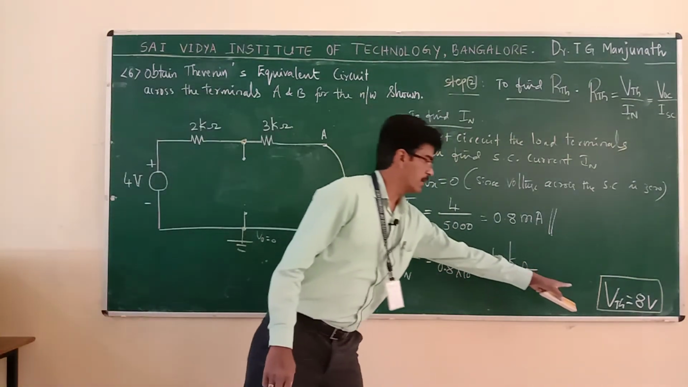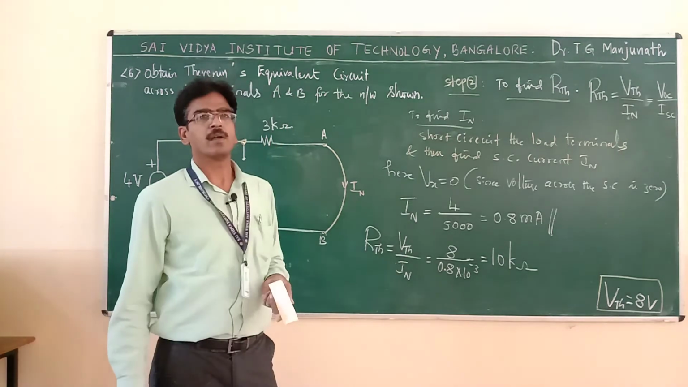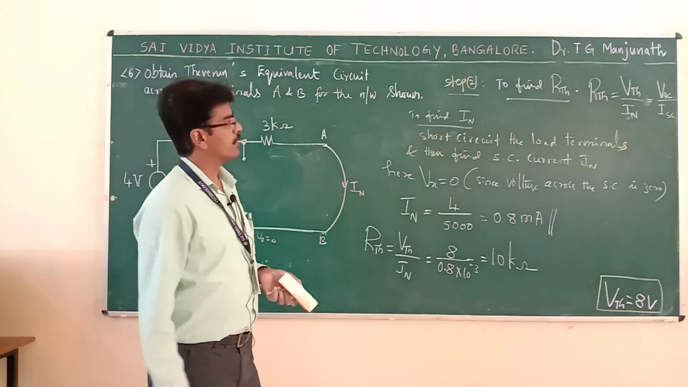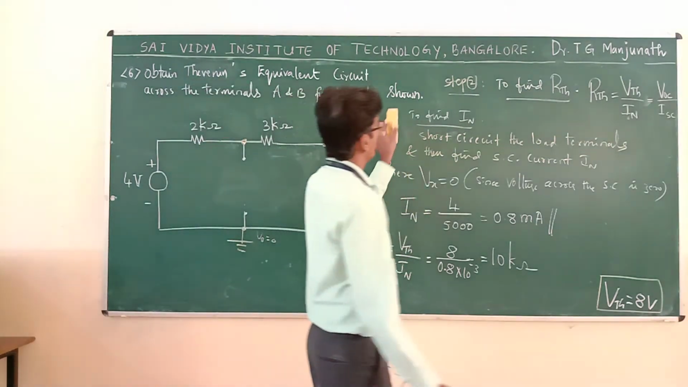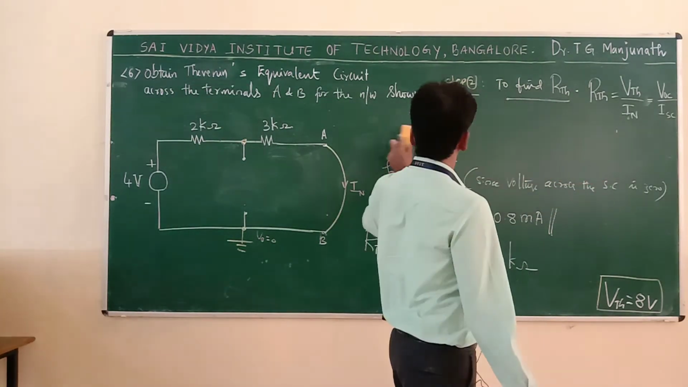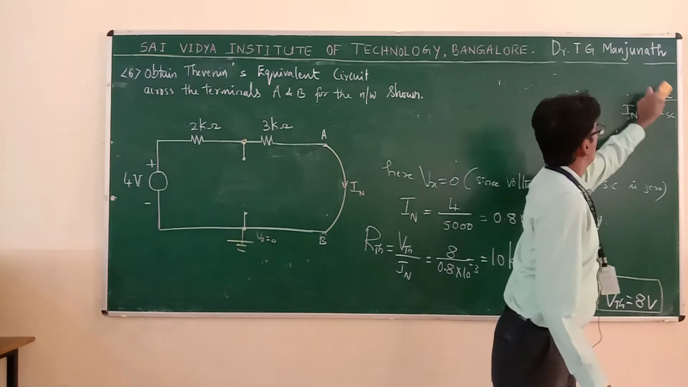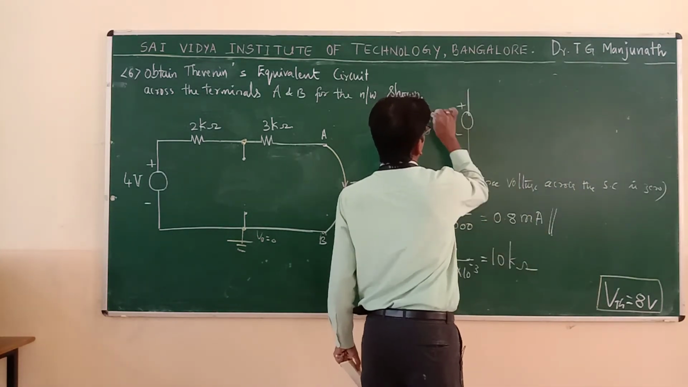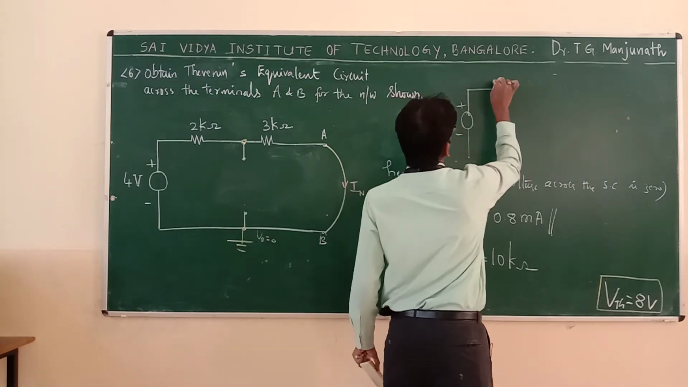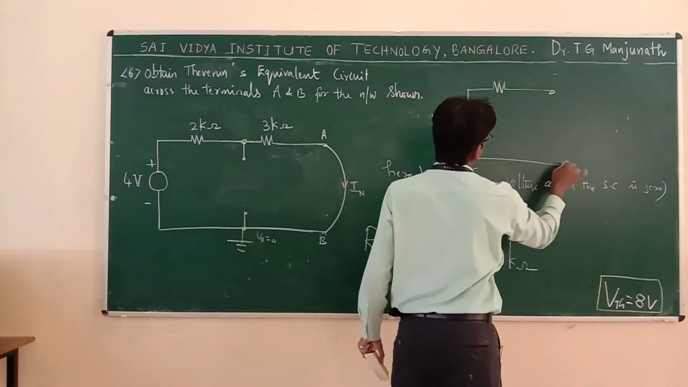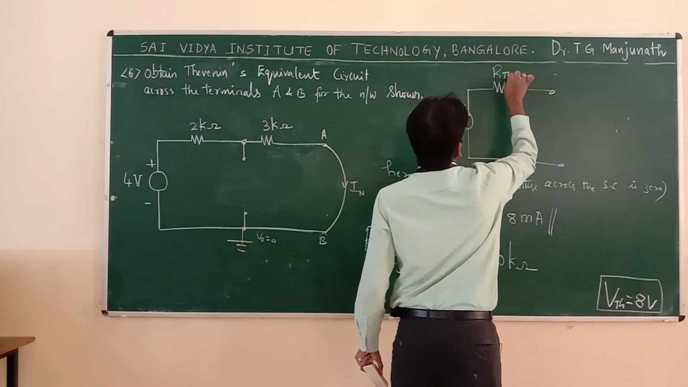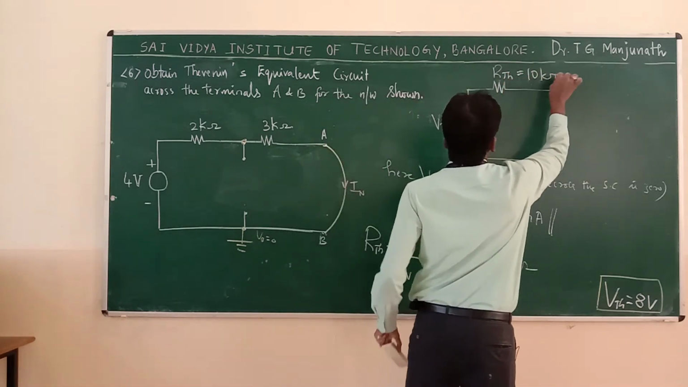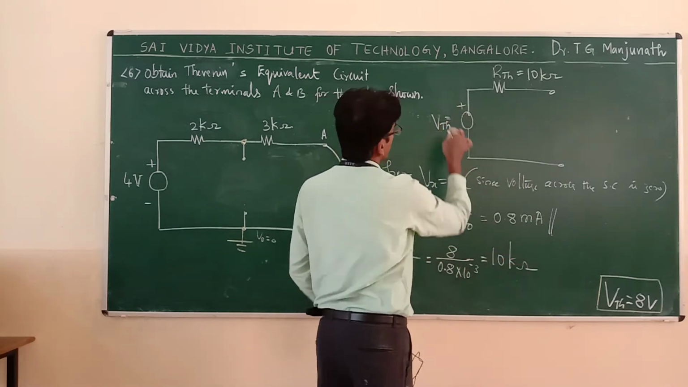Now you got V Thevenin, you got R Thevenin. Then what is your intention? Just to write the Thevenin's equivalent circuit. Now let us write Thevenin's equivalent circuit. What is Thevenin's equivalent circuit? A voltage source V Thevenin in series with a resistance R Thevenin. What is R Thevenin you got? 10K. What is V Thevenin you got? 8 volts.